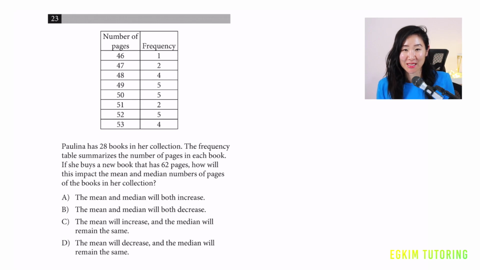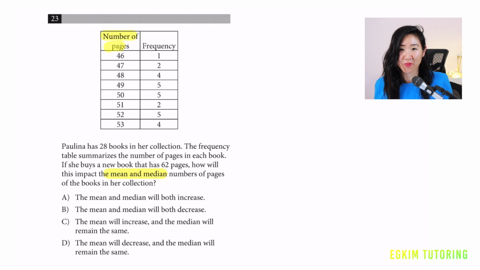Question 23 is a statistics problem, and it says the word frequency, which means that most likely you'll have to calculate the median. The problem says, Paulina has 28 books in her collection. The frequency table summarizes the number of pages in each book. If she buys a new book that has 62 pages, how will this impact the mean and median numbers of pages of the books in her collection?